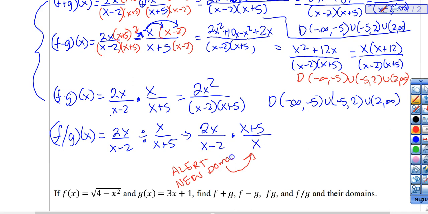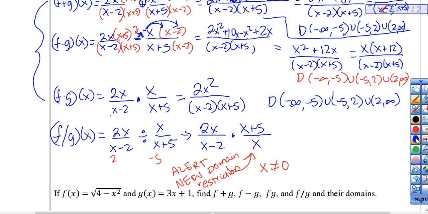Domain restriction. Yep, because what is x not allowed to be in this situation? X cannot equal 0. Originally, I couldn't do math over here. If x equals 2, I can't do some undefined number divided by a number. I can't do that. And then I can't do some number divided by some undefined number. I can't do that. So these two restrictions still exist, but now I have another one.